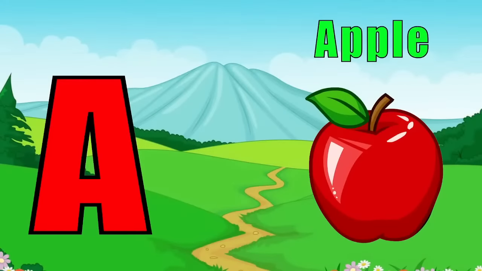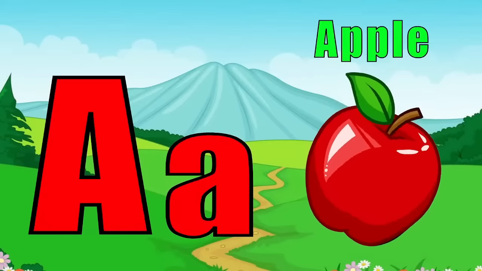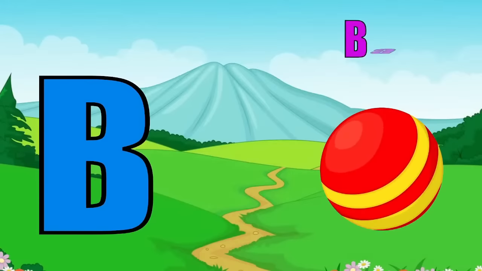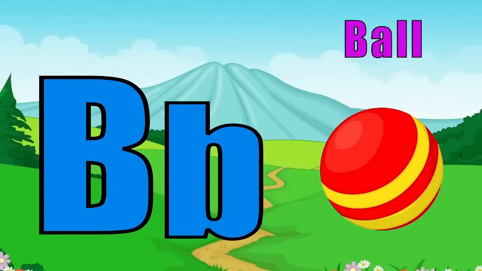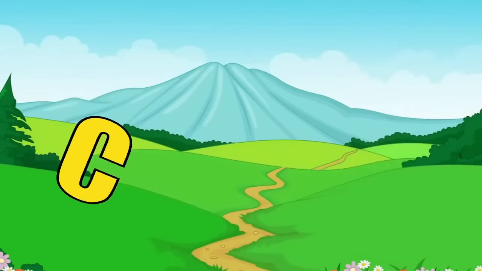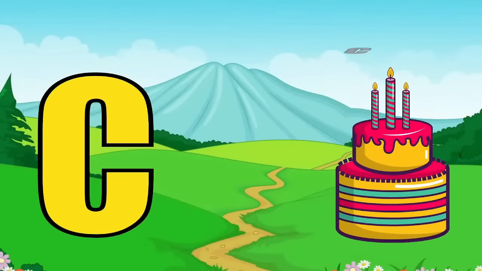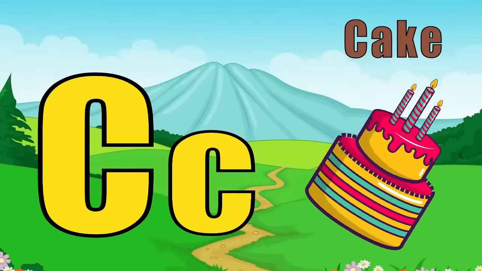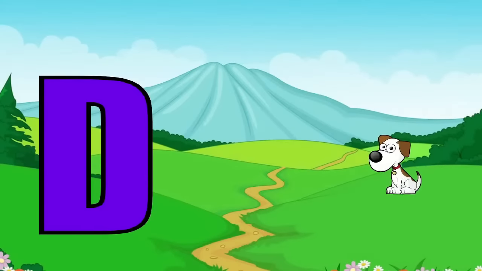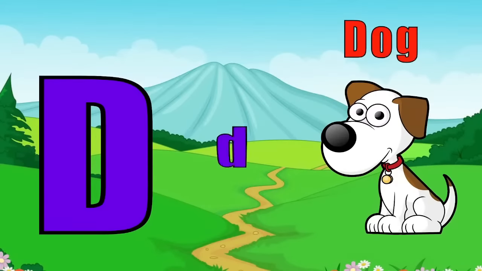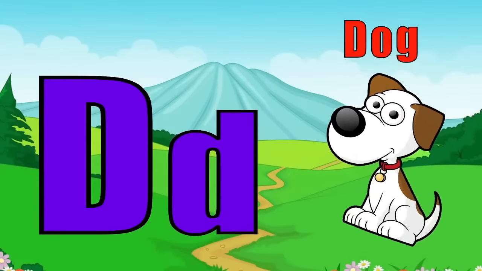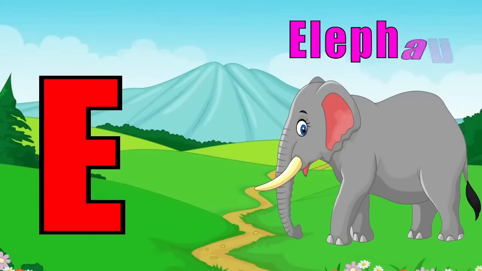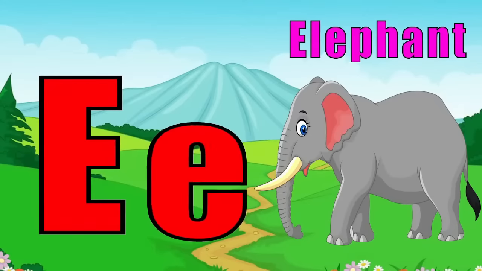A for apple. Apple. B for ball. Ball. C for cake. Cake. D for dog. Dog. E for elephant. Elephant.